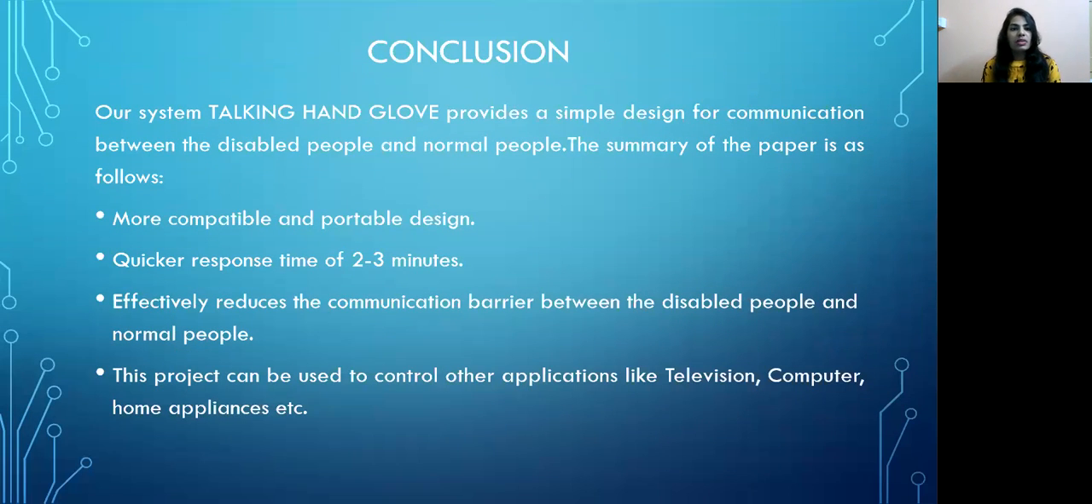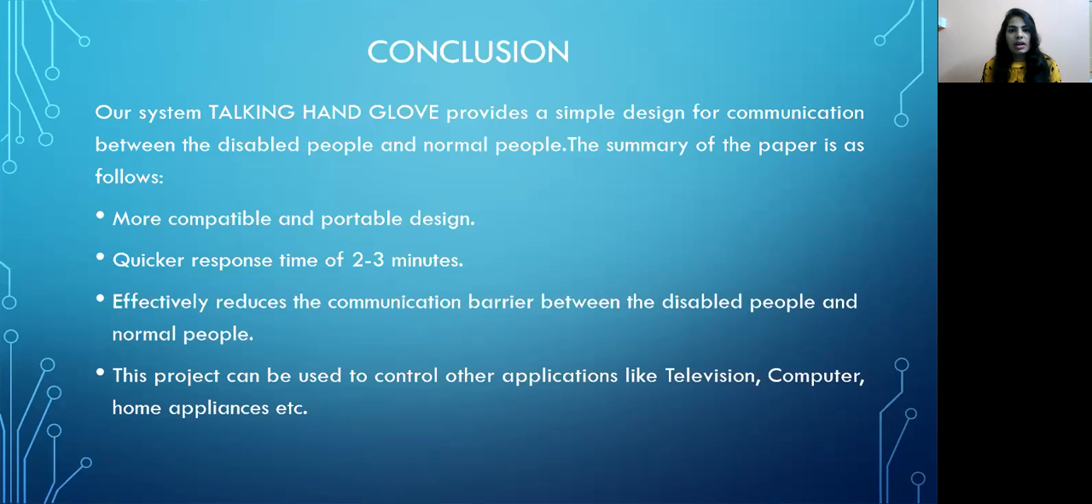Conclusion. Our system Talking Hand Glove provides a very simple design for communication between disabled people and normal people. The keynotes or the summary of the paper is as follows. This system is very compact and has a portable design. It has a quicker response time of 2 to 3 minutes. This effectively reduces the communication barrier between disabled people and normal people. This was the main need for a new system or a new technology.